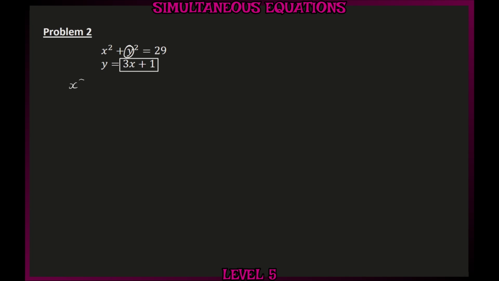So the first equation, x squared plus y squared is equal to 29, becomes x squared plus, and then in brackets we're replacing the y with 3x plus 1, and we have to square that, and that's equal to 29. We now have an equation that's just in terms of x, so we can expand, simplify, rearrange, and hopefully solve. Now looking at the brackets, we want to expand those. So to expand a bracket that's being squared, we're going to multiply that bracket, 3x plus 1, by itself. And that's equal to 29.